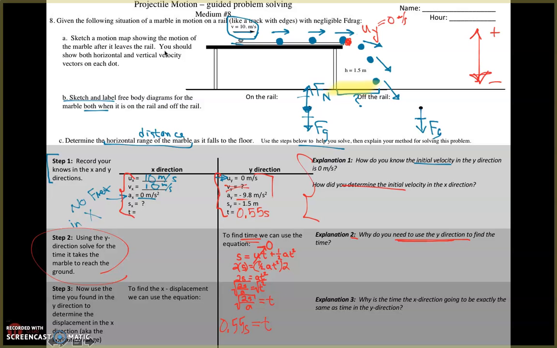And so then we can move on to step 3 and use the time you found in the y direction to determine the displacement in the x direction, aka the horizontal range. You might actually find it helpful to pause and take a moment to do this explain question. Why is the time in the x direction going to be exactly the same as in the y direction? Pause and think about that. Why would I be able to take this time and put it over here?